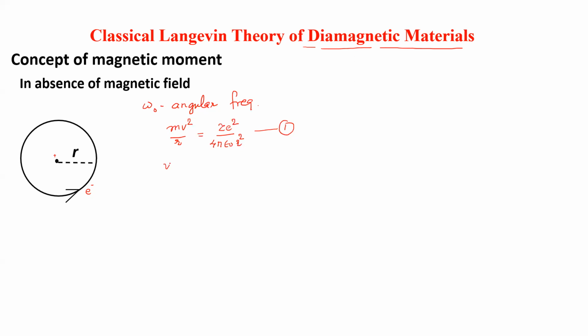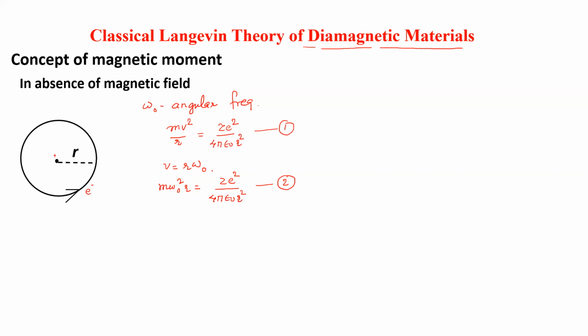But we know that this v will be related with the angular velocity as v is equal to r omega 0, and therefore using the value of v here and solving, we can write m omega 0 square r is equal to Ze square divided by 4 pi epsilon 0 r square. So I will write this as equation number 2. I have converted this equation in terms of omega 0.